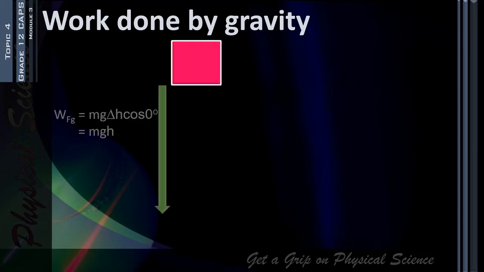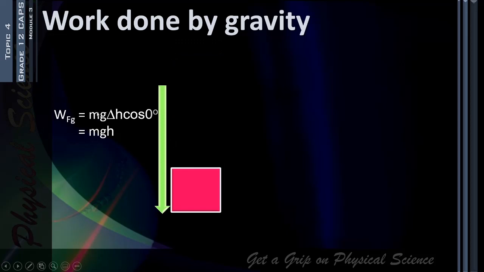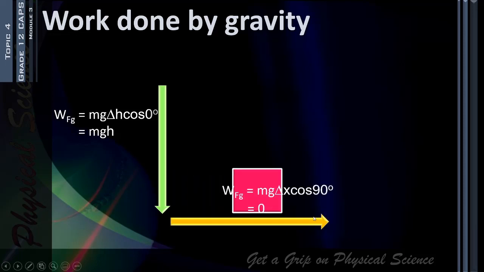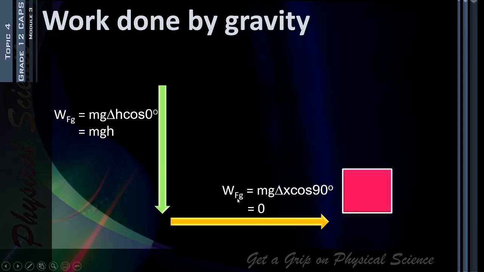When we calculate the work done by a single force, in this case gravity, we use the work formula, and the force in this formula will be the weight of the object. The displacement is the height of the object, and the angle between the force and the displacement will be 0 degrees. So we get that the work done by gravity is equal to mgh. When this object has a displacement of delta x to the side, gravity will do no work because the force of gravity is perpendicular to the displacement of this object.